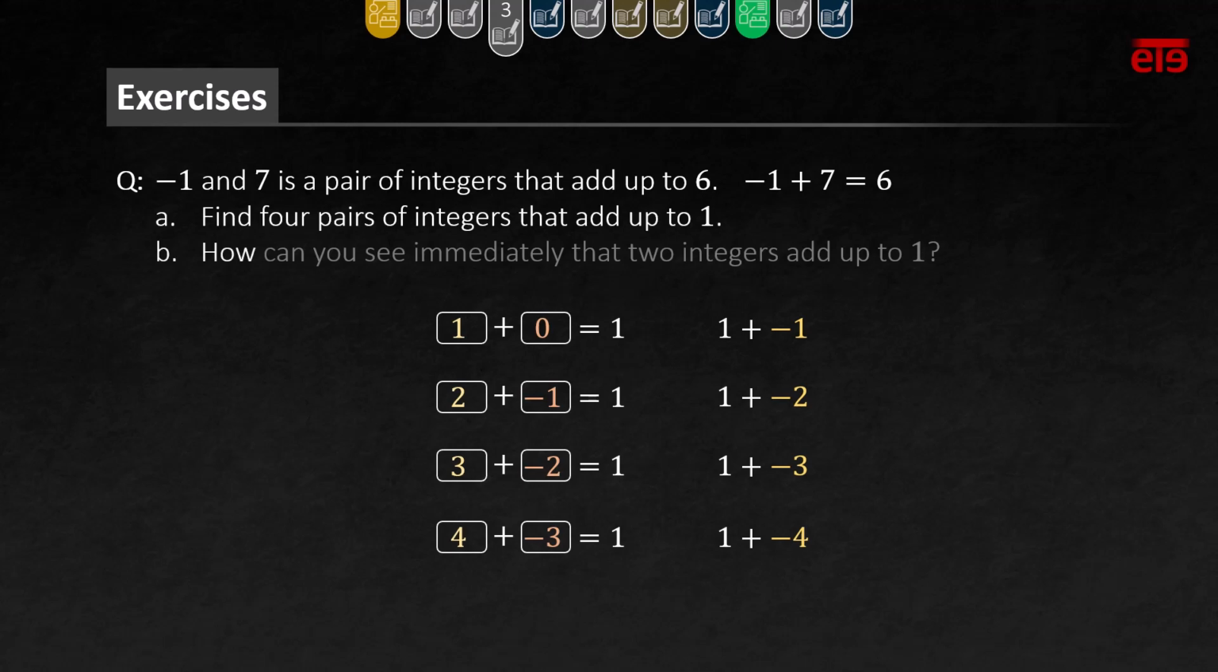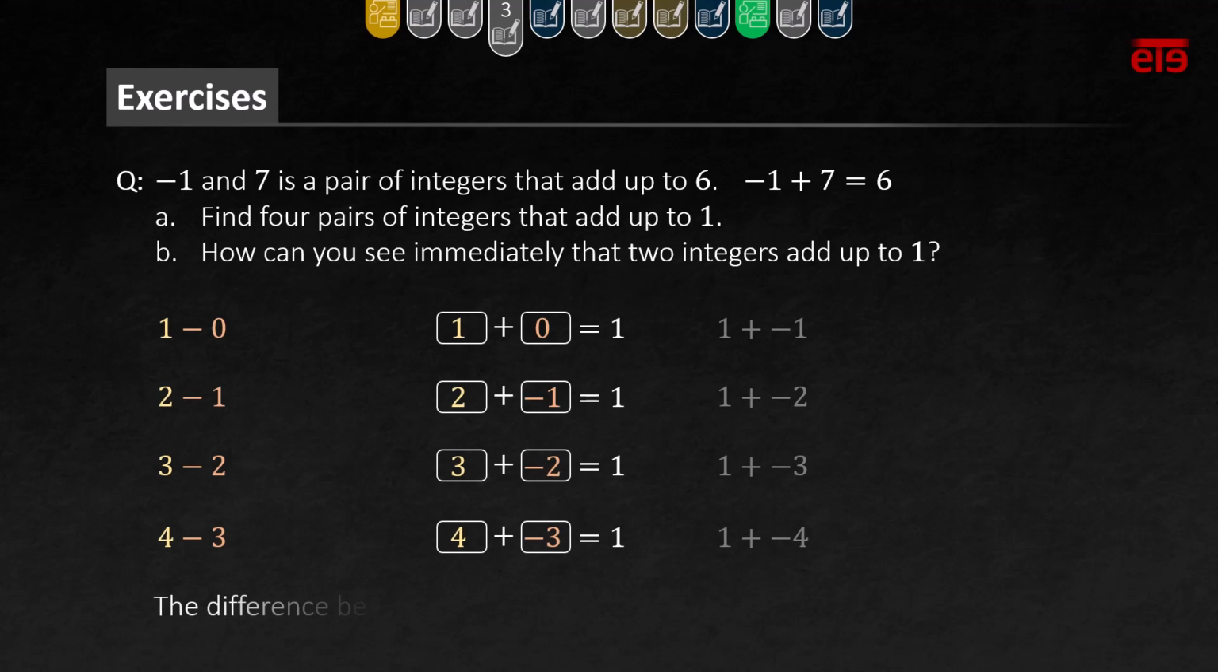How can you see immediately that two integers add up to 1? If we carefully observe these pairs of integers, we can see that the difference between these pairs of integers is 1.